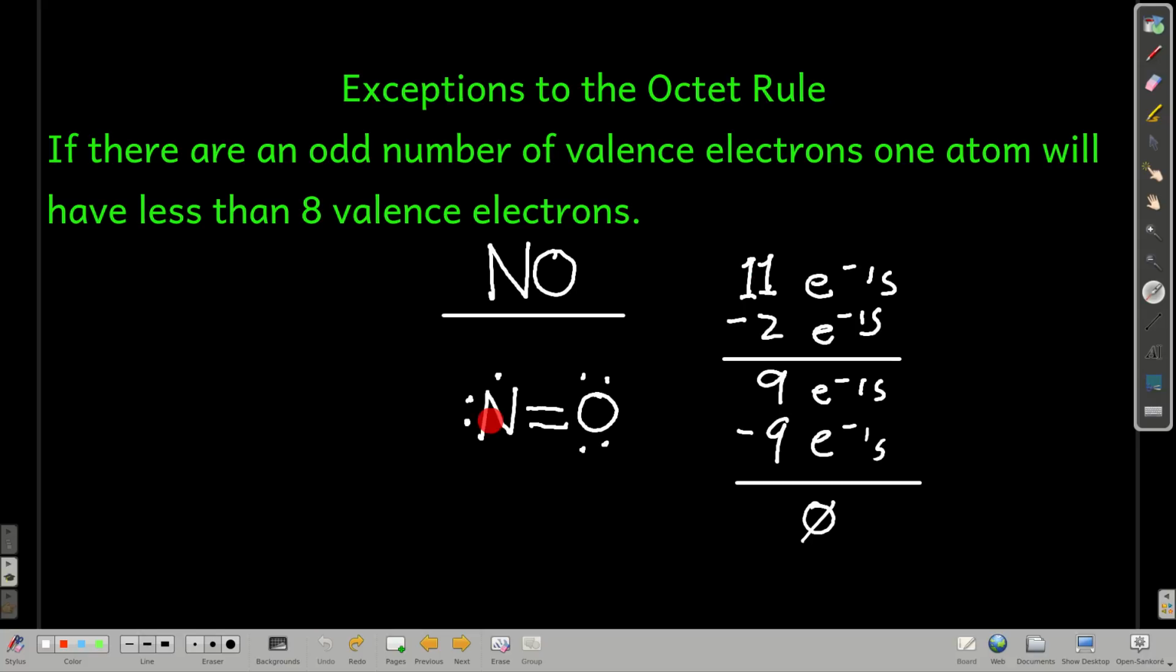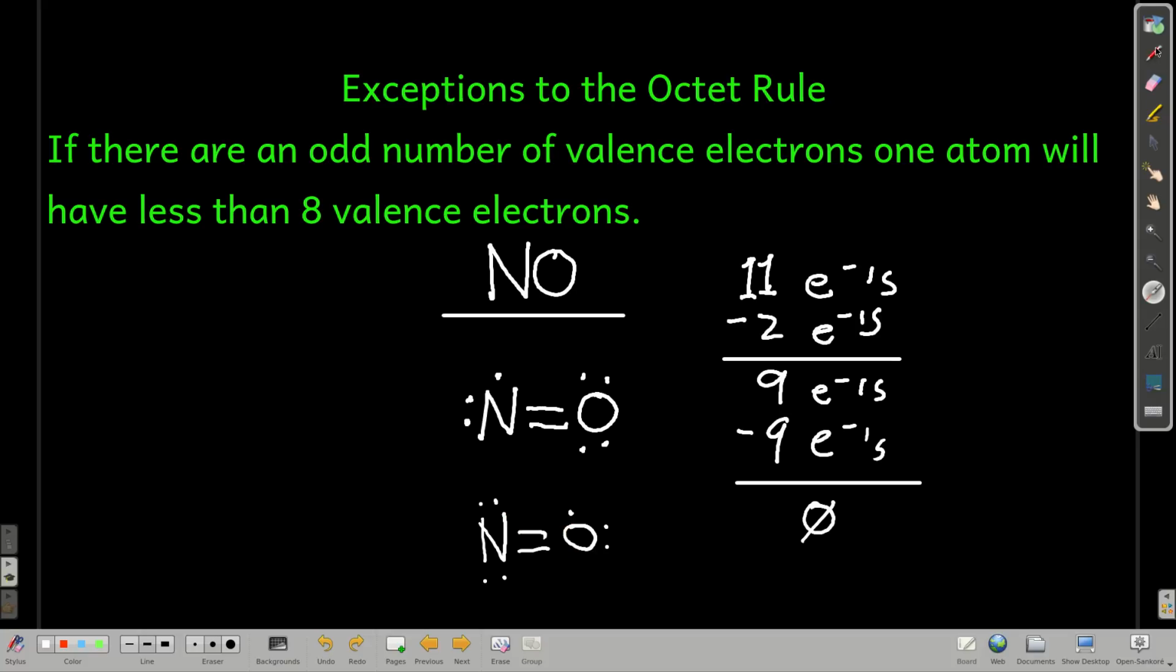Now, I ended up with this structure right here. You should go through the steps yourself and see what you get. But there's also another structure where you would have oxygen not having a complete octet. It might be something like this. See here, nitrogen up here sees 1, 2, 3, 4, 5, 6, 7 valence electrons. Oxygen sees 1, 2, 3, 4, 5, 6, 7, 8, and the opposite's true down here.